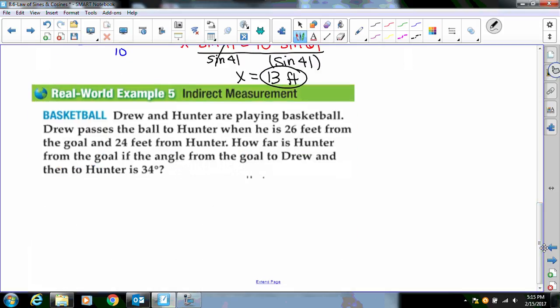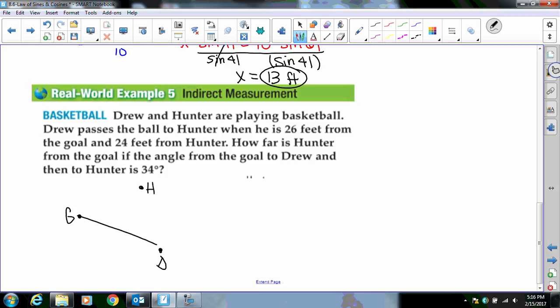Okay, another one similar to this. We're going to draw this picture. Drew and Hunter are playing basketball. Drew passes the ball to Hunter when he is 26 feet away from the goal. So I'm going to say, okay, here's the goal. Here's Drew. Here's Hunter.